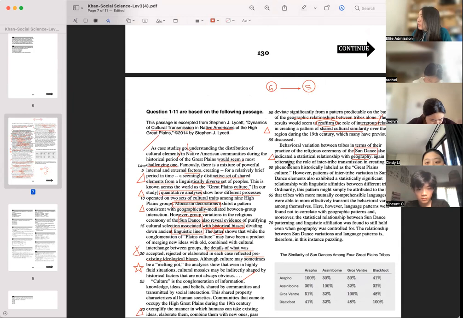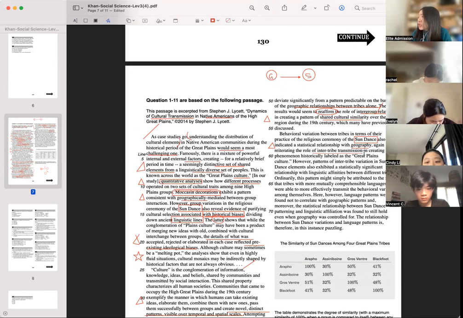But again, reiterate the role of inter-tribe transmission. So now we know that geography means inter-tribe, right? According to the author, they are the same. That indicates inter-tribe transmission, creating the grid. However, the pattern of inter-tribe variation in elements also has a statistically significant relationship with linguistic affiliation. Also, there's another factor relevant to that as well: language between the different tribes.